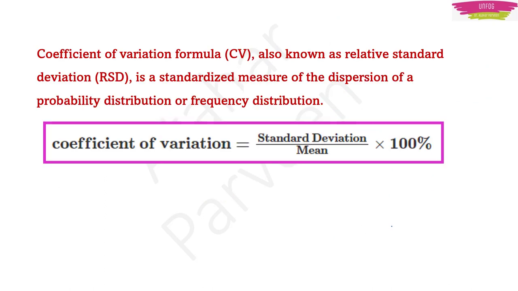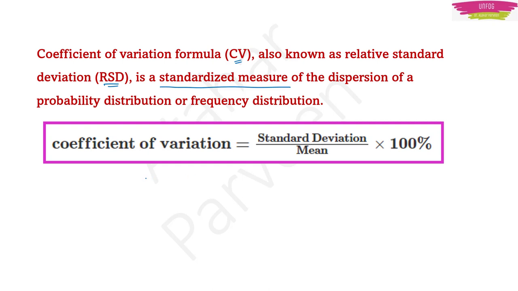Now let's see one more thing: coefficient of variation. Coefficient of variation, they also write it as CV. It is actually a relative standard deviation, or RSD. It is a standardized measure of dispersion. Actually, you use it with a probability distribution or frequency distribution. For that you can have some standardized measurement. This standardized measurement for dispersion will give you the coefficient of variation formula.